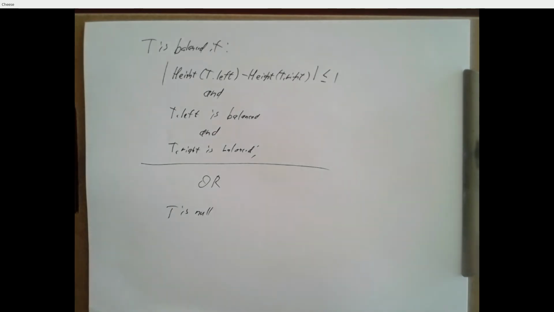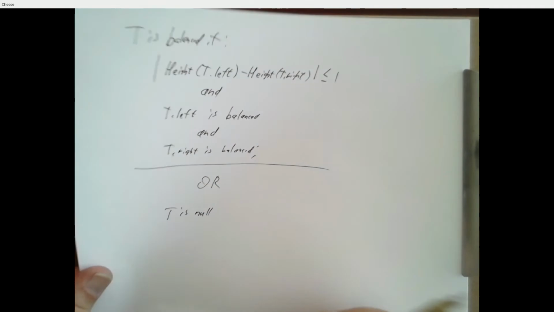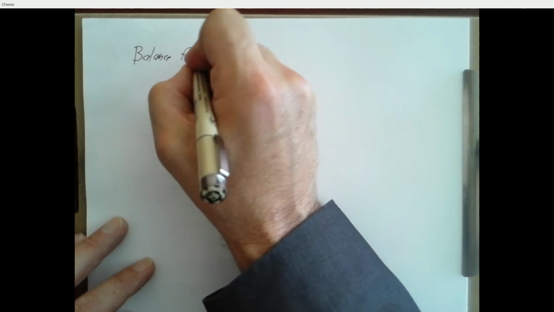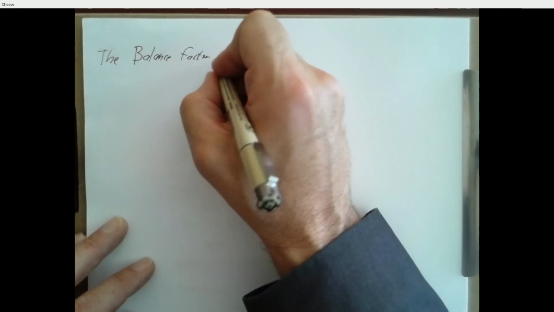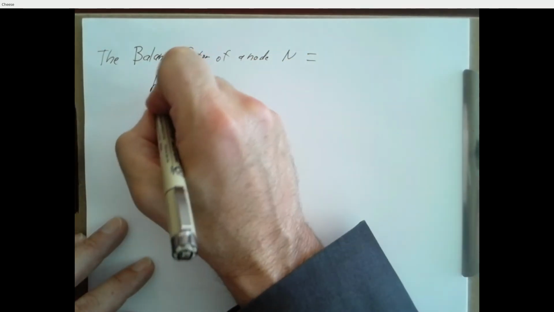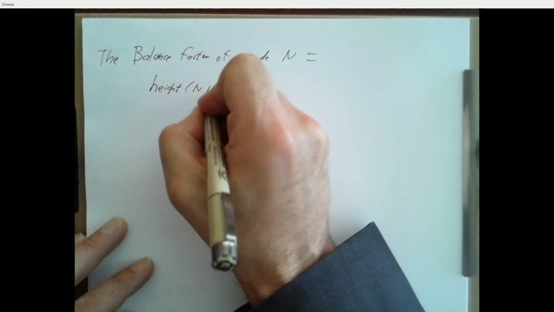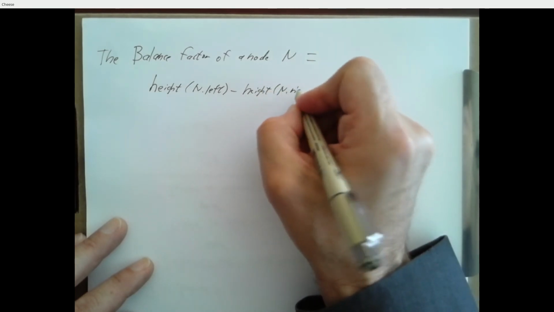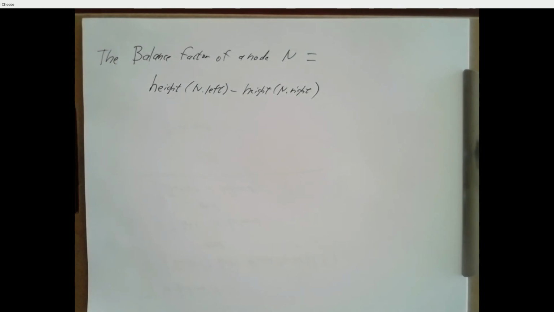But we want to be able to say more than just the tree's balanced or the tree's not balanced. We want to know what the balance looks like in general so that we can analyze when things are going out of balance. So we want something called a balance factor. The balance factor is just going to be the difference in the height of the left and right subtrees of node n.